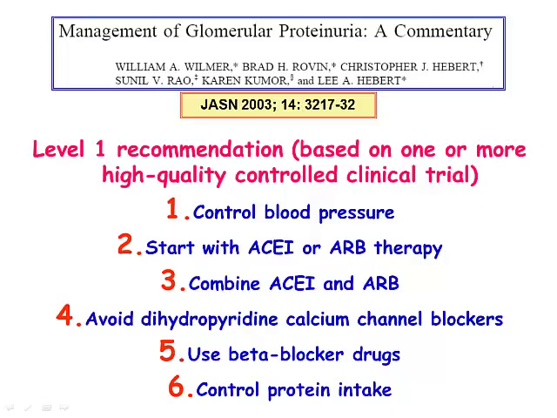And in the paper, there are several types of recommendations, level 1, 2, and 3. I limit myself to level 1 recommendations, which are based on one or more high-quality controlled clinical trials. So we will deal with controlled blood pressure, with ACE inhibitor and ARB therapy.